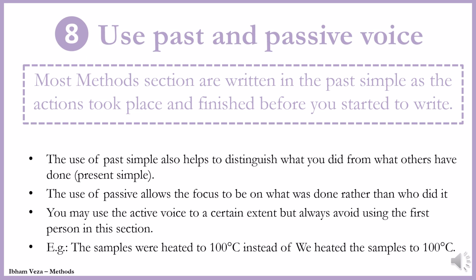8. Use past tense and passive voice in methods. Most of your methods section should be written in past simple because you're describing what you've already done. Here's why this matters. Past simple helps separate your work from others, who are usually cited in present simple. Passive voice puts focus on the action, not the actor, making the procedure the star.